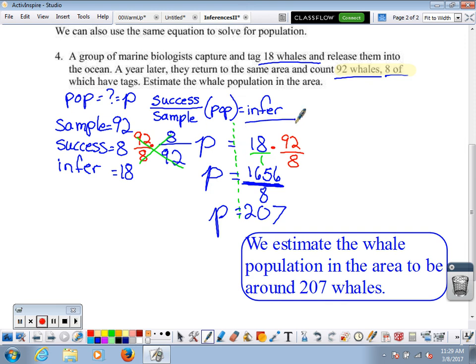If you're trying to find the inference, well, good news. It's by itself. All you have to do is whatever's on the other side of the equation. But if what you're looking for is population, well, then you're going to have to do a little bit of algebra to solve for it. But it's the same equation every single time. Success divided by sample times population equals the inference.